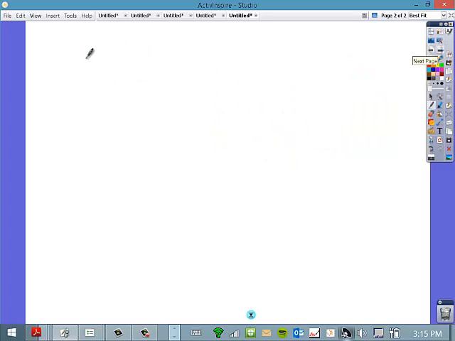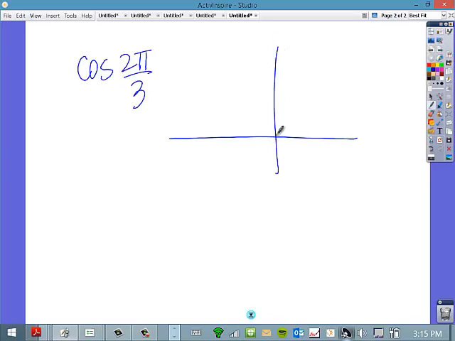Next one, let's do cosine of 2 pi over 3. 2 pi over 3 is in the second quadrant. This is 120 degrees, and this would make this 60 degrees. So here's 30 degrees. Across from the 30 is 1, except it's not 1, it's negative 1. Across from the 60 is root 3, and across from the 90 is 2.